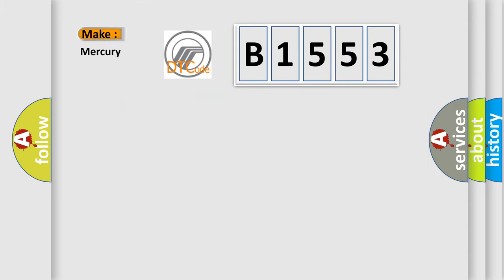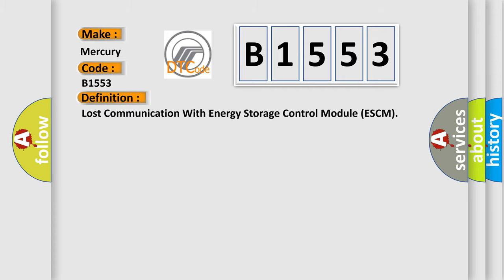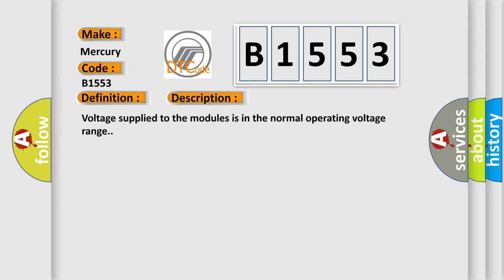So, what does the Diagnostic Trouble Code B1553 interpret specifically for Mercury car manufacturers? The basic definition is lost communication with energy storage control module ESCM. And now this is a short description of this DTC code. Voltage supplied to the modules is in the normal operating voltage range.